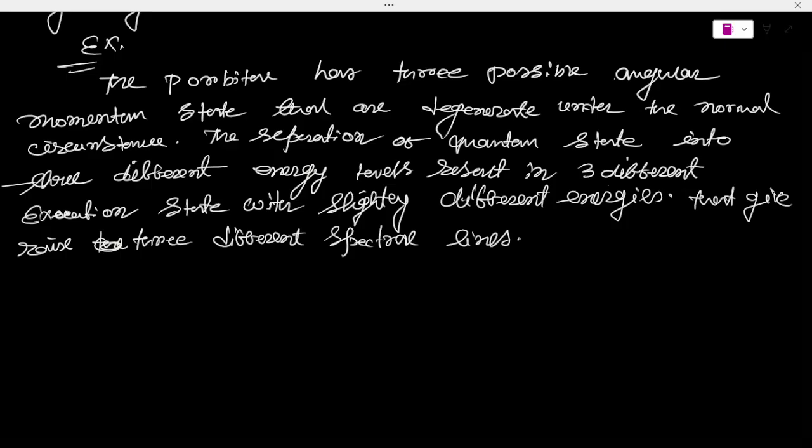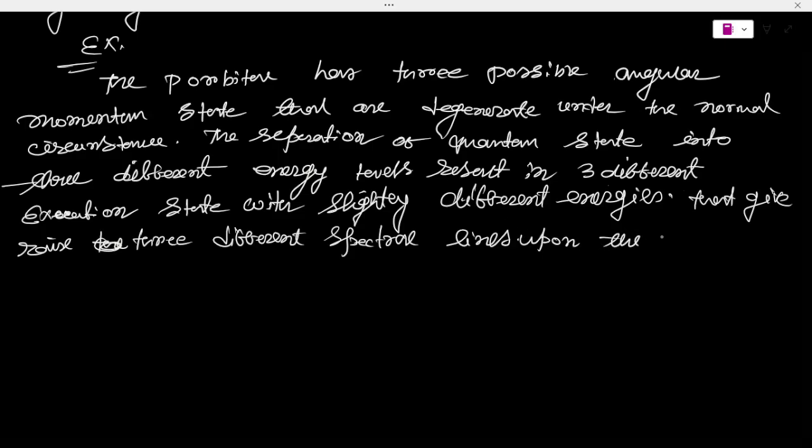Okay, these are three different spectral lines of slightly different energies. The original spectral line, one or more magnetic and that are less magnetic, upon this is simply slightly different energies.